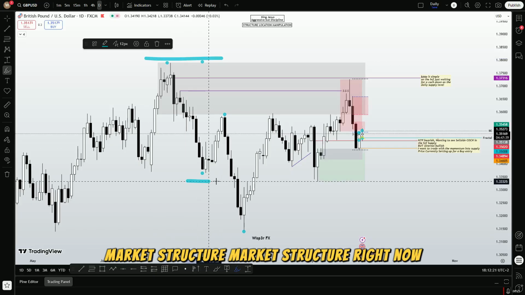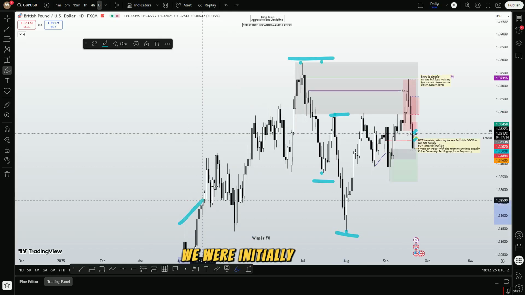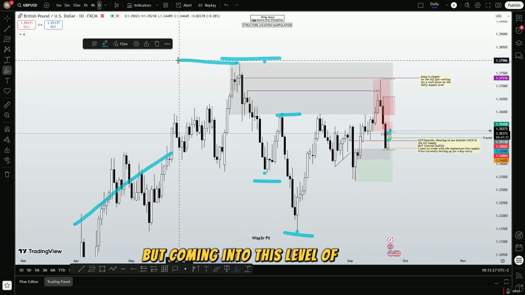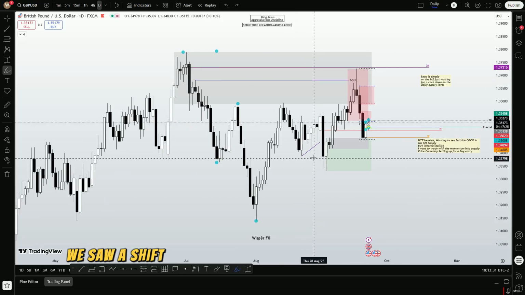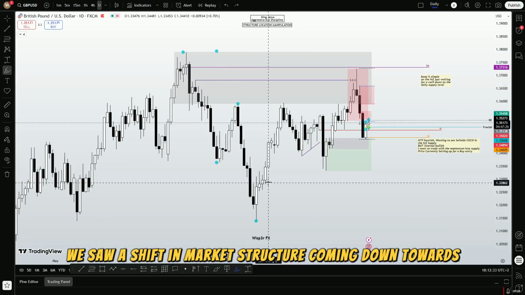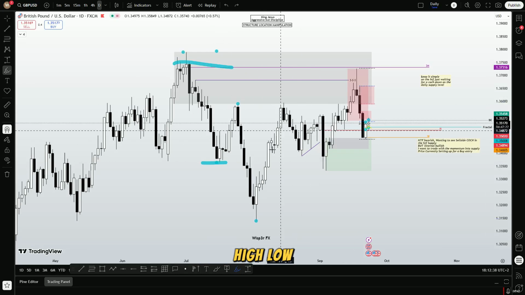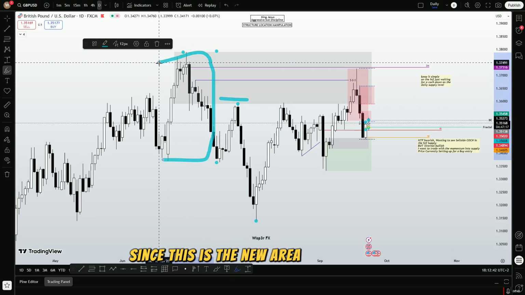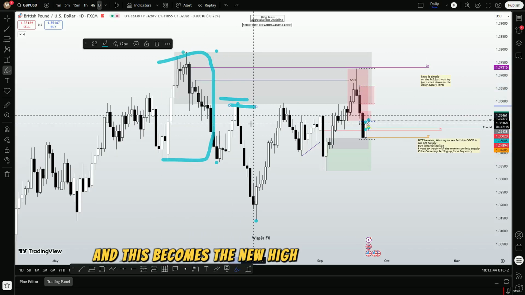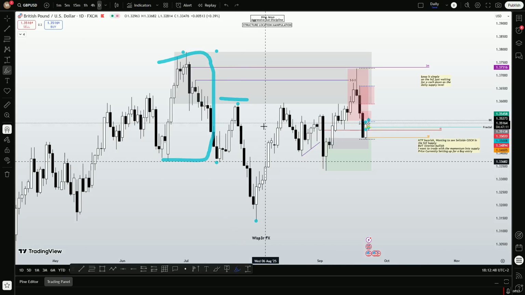Market structure right now, going a bit back in time: we were initially bullish, but coming into this level of supply on the higher time frame on the left-hand side, we saw a shift in market structure towards the sell side between a high and a low. This becomes the new sell to buy, since this is the new area with liquidity, and this becomes the new high that we want to take because of liquidity.